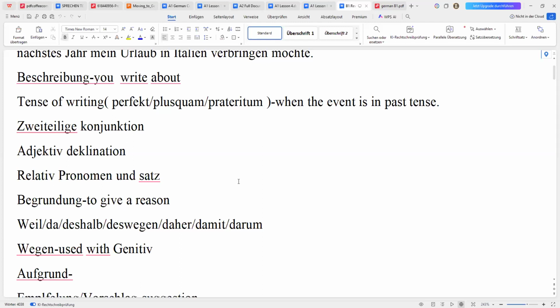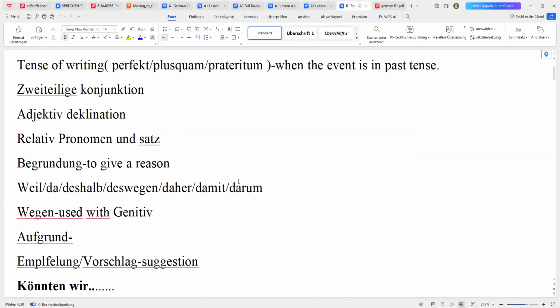Another is empfehlen Sie. That is on the third point. You've been told empfehlen Sie, suggest something to someone. You want to suggest something.